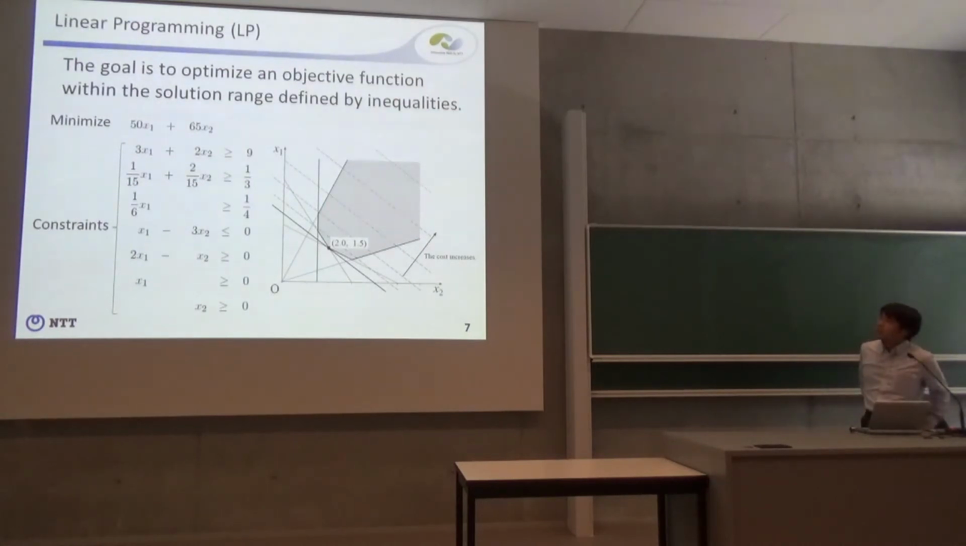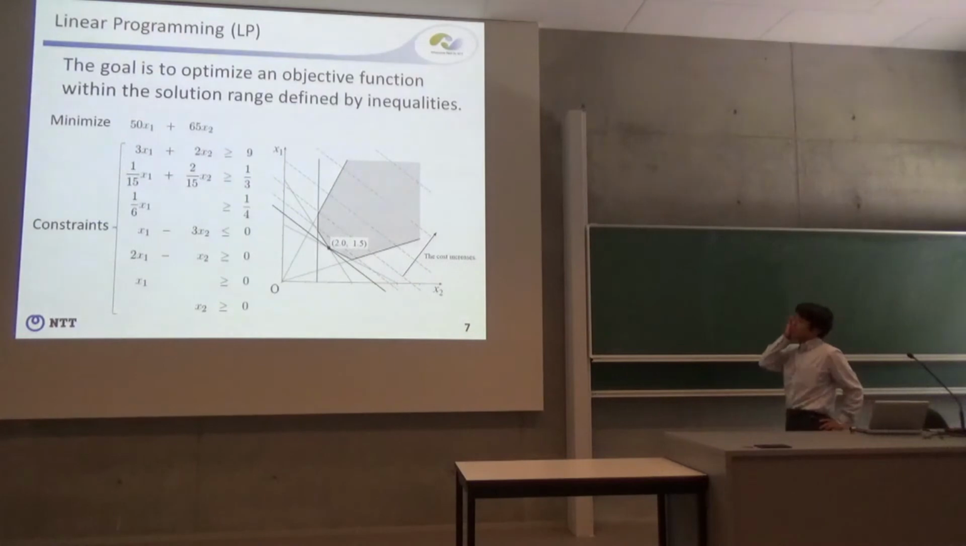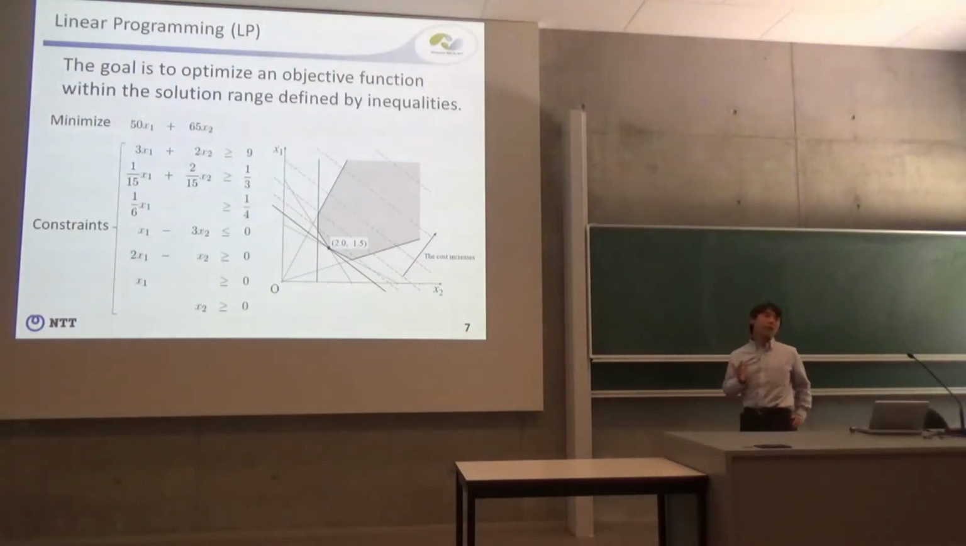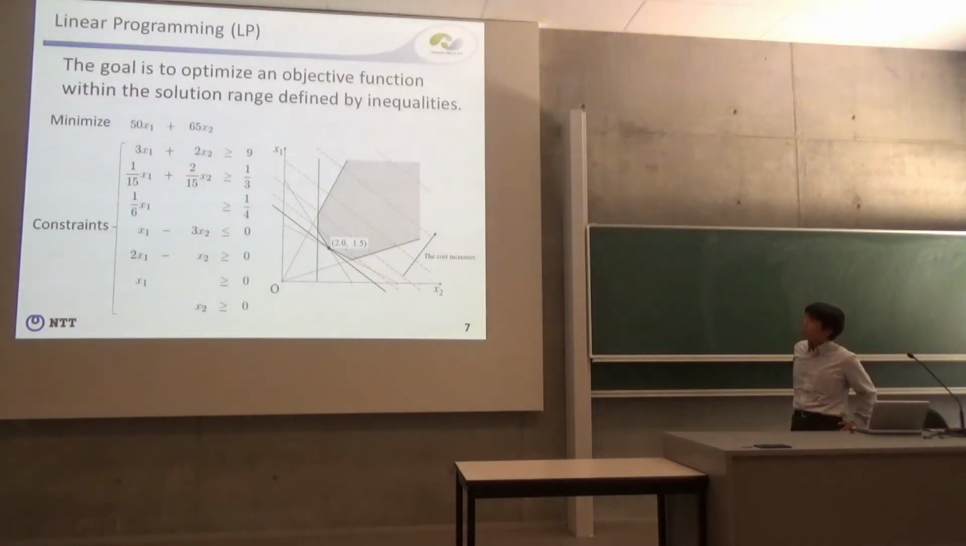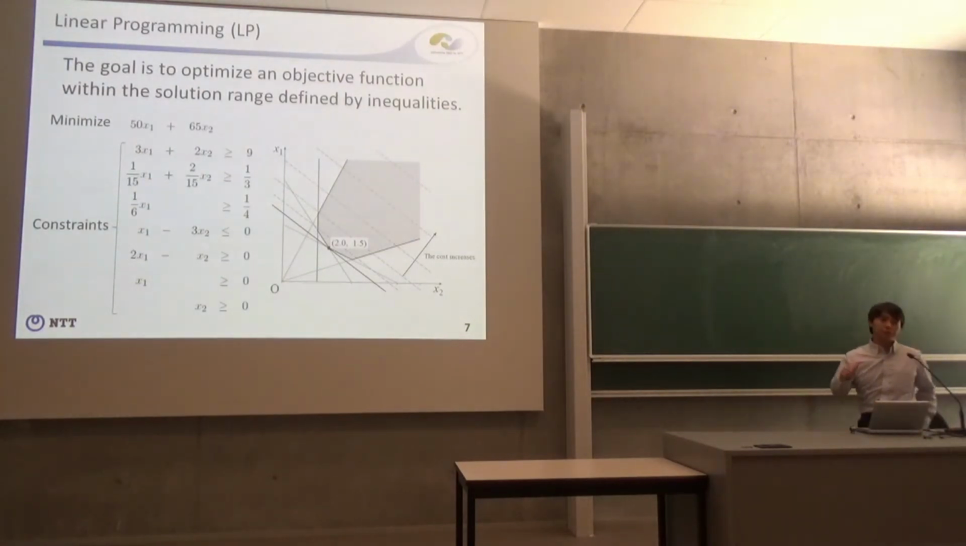So the solution range is given by several inequalities. This is a case for 2 variables, so everything can be drawn in the slides. And then the objective function is also defined as a function with 2 variables. The goal is to optimize an objective function, like minimize or maximize it, within the range defined by inequalities. Yeah, so this is linear programming, which can be solved efficiently.